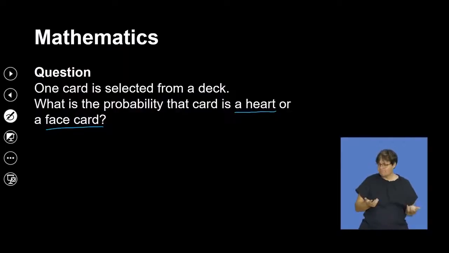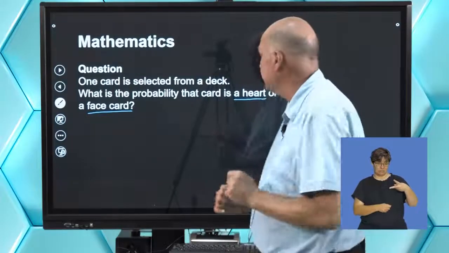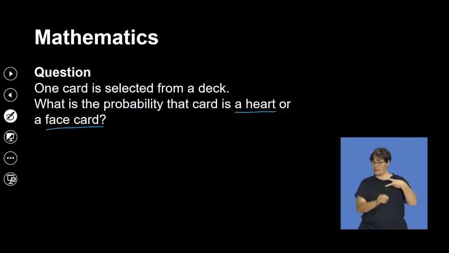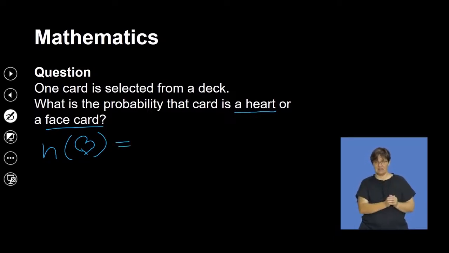So what are we asked here? We're asked to look at 2 conditions. And the first condition is that the card is a heart. So we want to know what is the number of hearts. And my heart isn't very clear there, but I'm sure that you can recognize that the number of hearts in the deck is going to be 13, because they all belong to the suite of 13.